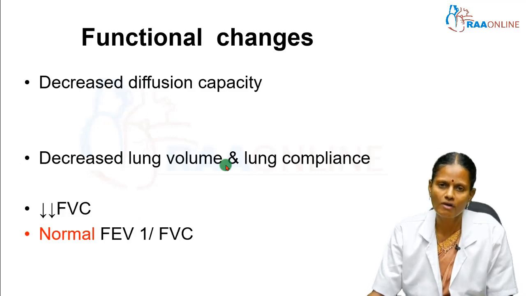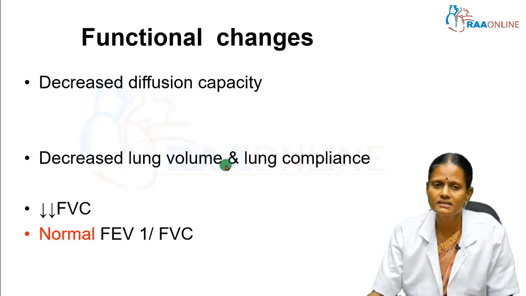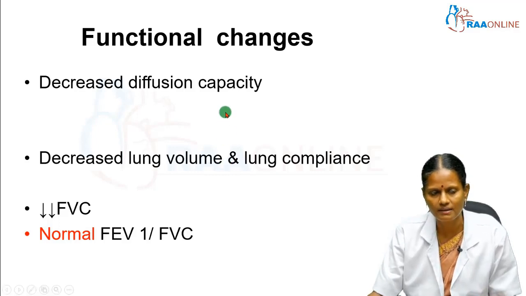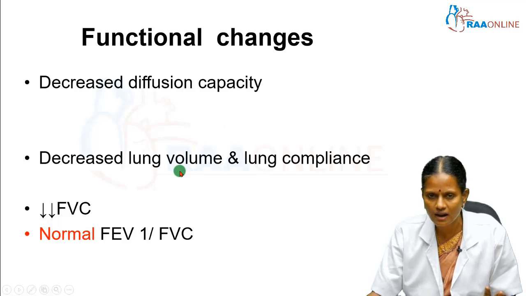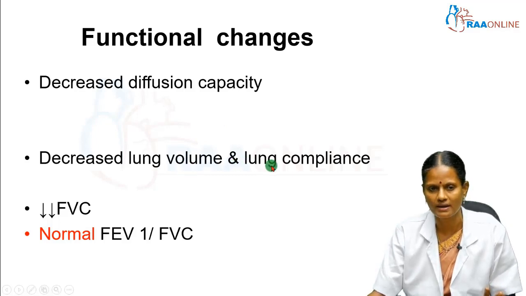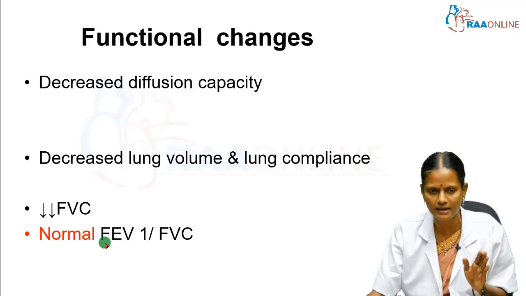So what will be the functional changes in interstitial pulmonary disease? There is decreased diffusion capacity because of the damage, fibrosis and scarring of the interstitium of the lung, and so there is also decreased lung volume and lung compliance. The forced vital capacity is decreased, whereas the FEV1 by FVC ratio is absolutely normal.